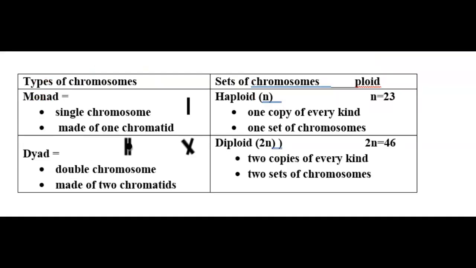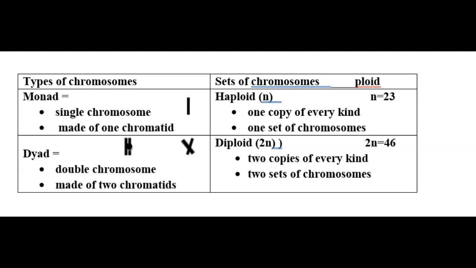So types of chromosomes: monad, single chromosome made of one chromatid. Down here, dyad, double chromosome made of two chromatids. That's how we usually draw it, like an X. We're going to be drawing ours like an X just to make it easier. Sets of chromosomes, remember, ploid, haploid. And notice we're going to write it as an N. Okay, N, one copy of every kind.